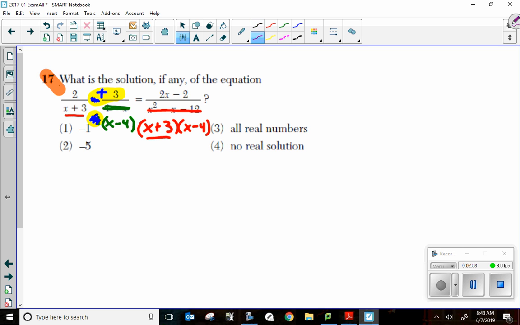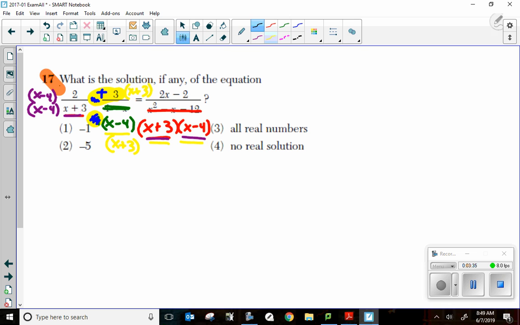So the fraction on the left has an x plus 3. It needs an x minus 4. So I'm going to multiply this times x minus 4. What I do to the bottom, I also have to do to the top. The fraction in the middle, well, that has an x minus 4. It needs an x plus 3. So I'm going to multiply that by x plus 3. What I do to the bottom, I also have to do to the top. Now, the fraction on the right already has x plus 3 times x minus 4.